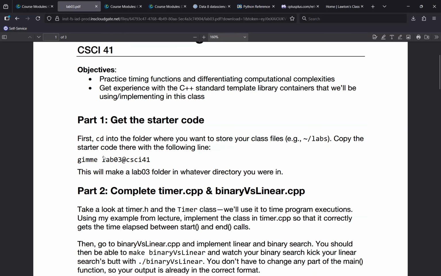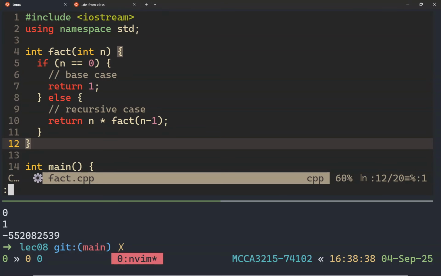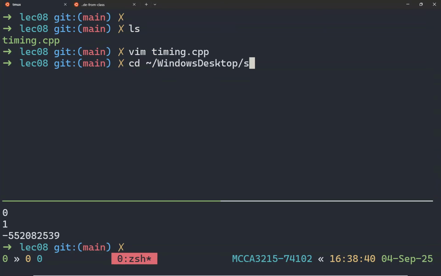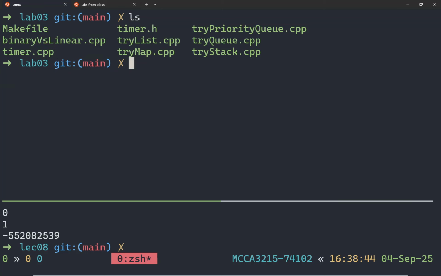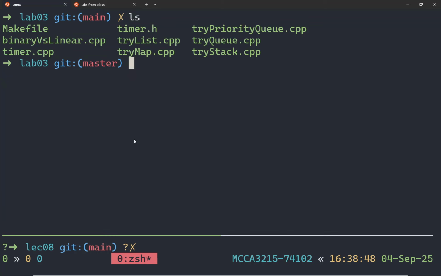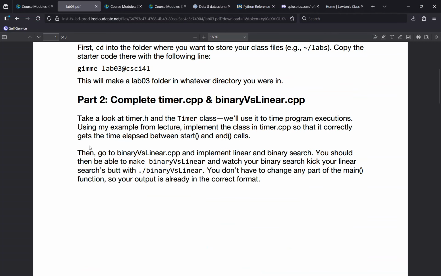But lab 3, let's look at its code. Start code 41. You'll get it with the gimme command, of course. So you've got all these files for your lab 3, and it's mostly just me asking you to play around. I would like you first to implement binary search and linear search, because we noticed that linear search was linear time, binary search is logarithmic time. There is a huge difference once you have large sizes of arrays and vectors to look through.